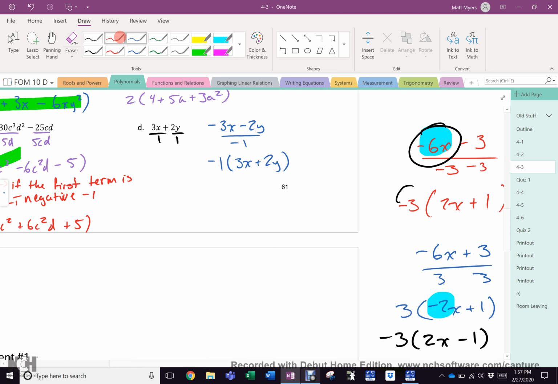Yes. What if I had negative 3x plus 2y? What would you do with that? It's got a negative at the front, so what would you do? Divide by negative 1, because we don't like to lead with a negative. So this would be negative 1 bracket. What's this? 3x. And what's this? Minus 2y.